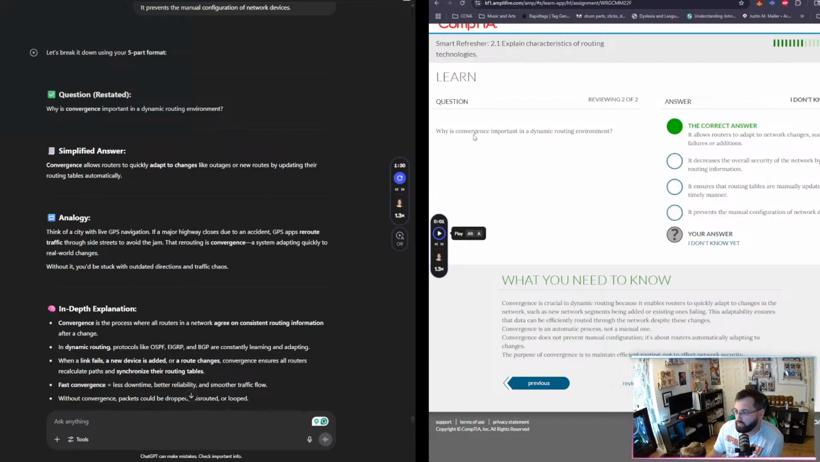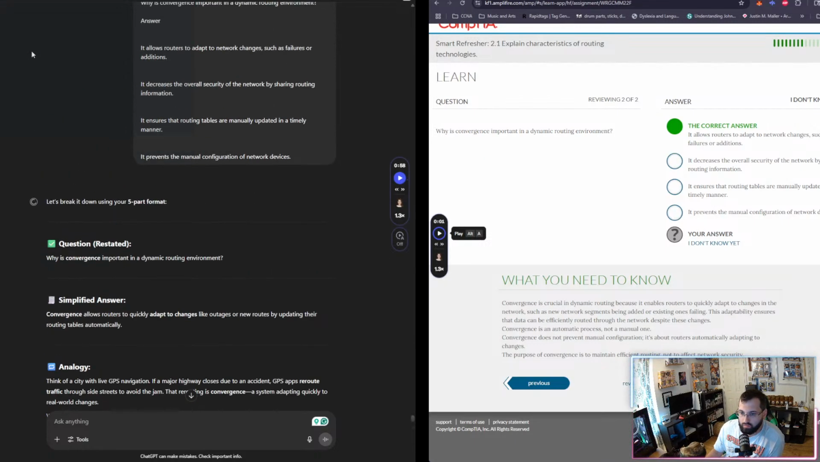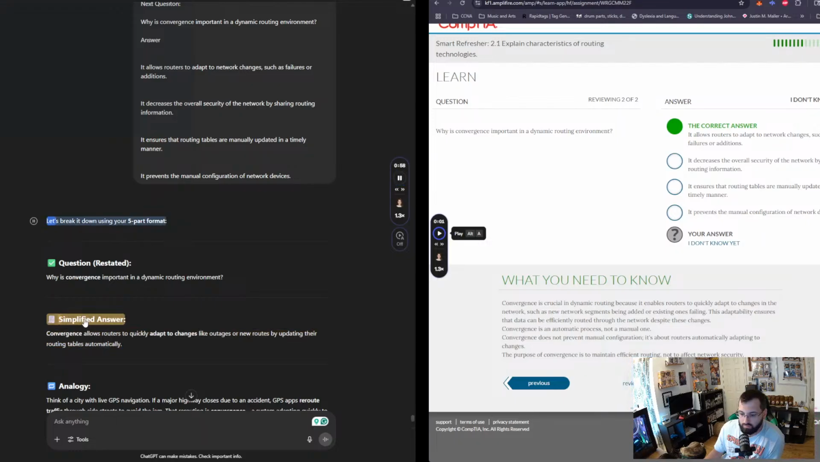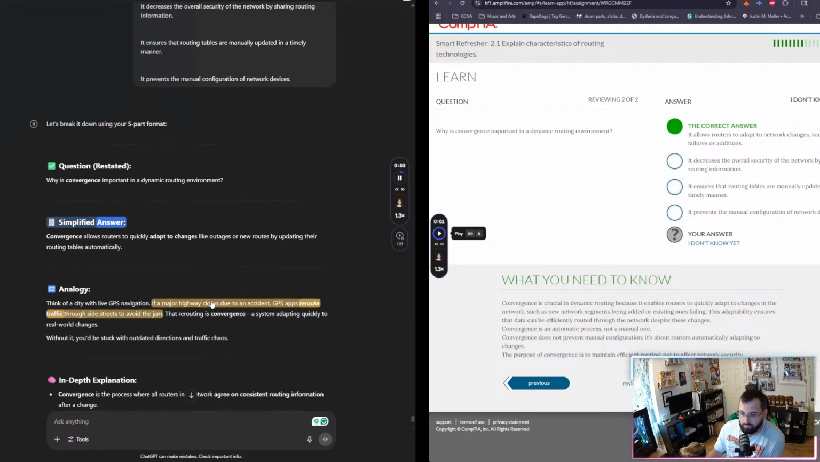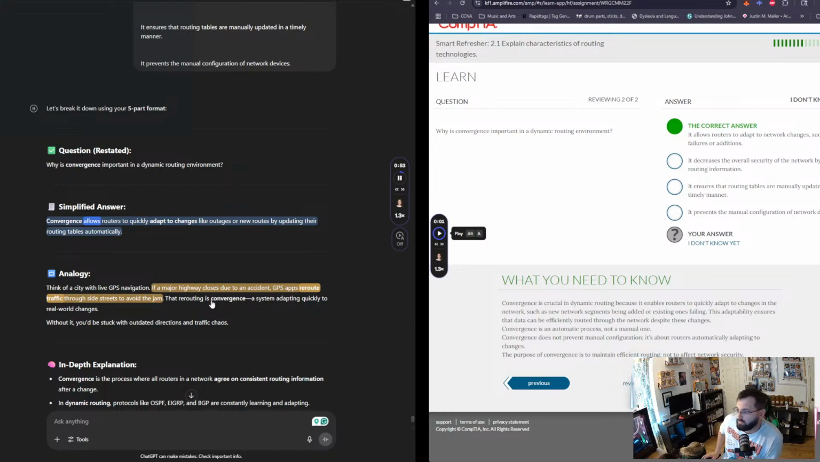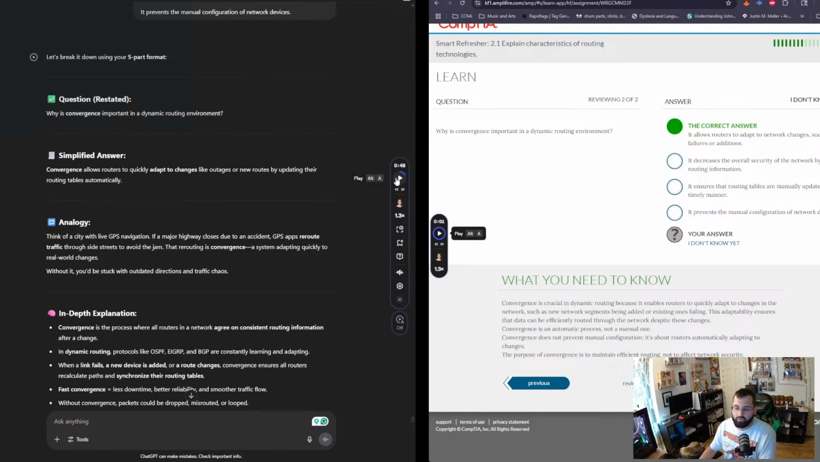I guess I don't understand what convergence is. Like, I know what the word convergent means. Let's break it down using a simplified answer. Convergence allows routers to quickly adapt to changes like outages or new routes by updating their routing tables automatically. Analogy. Because it converges to the new route. Okay, that makes sense. I can use my understanding of what the definition of that word means.